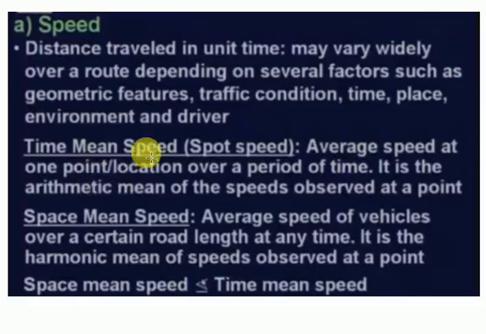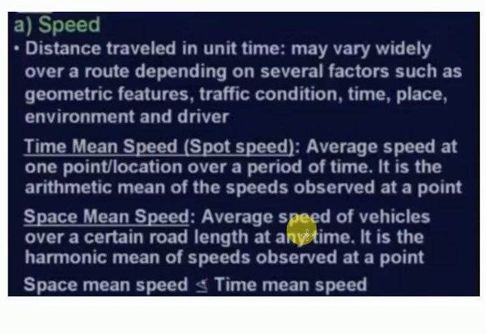Now, how to calculate the time mean speed? Time mean speed is also an instantaneous speed at a particular point, but it is basically the average speed of all the vehicles passing a particular point on a highway over some specific time period. Another thing is the space mean speed.